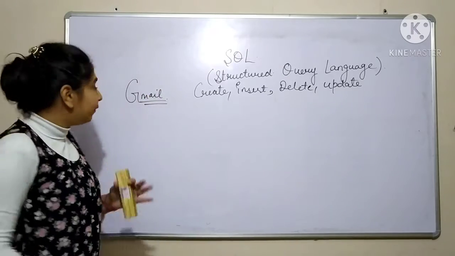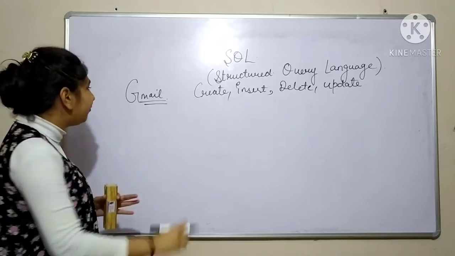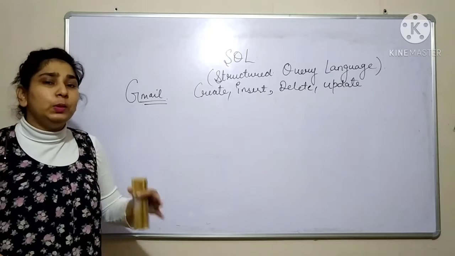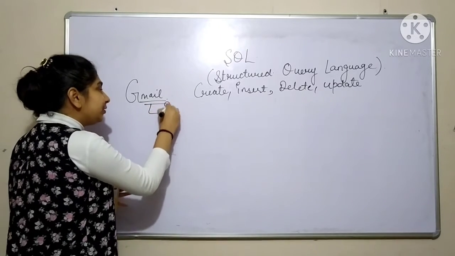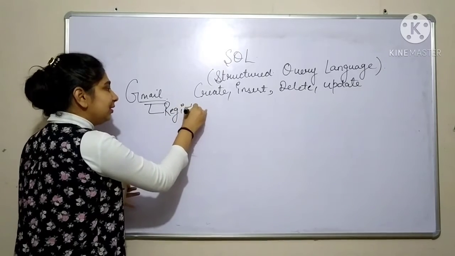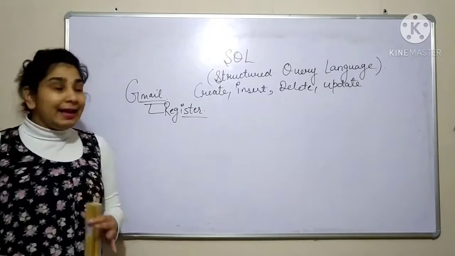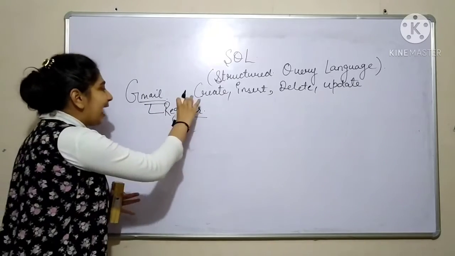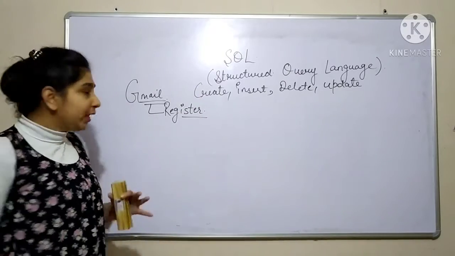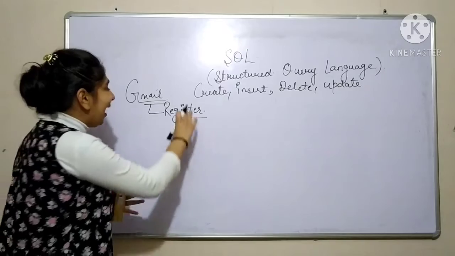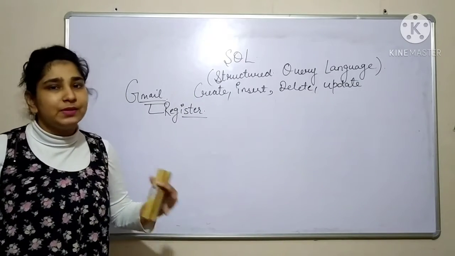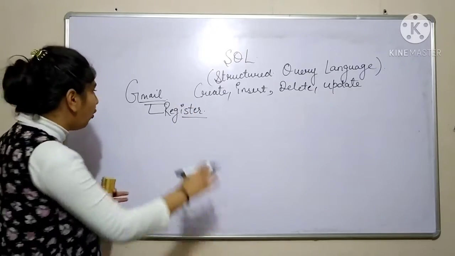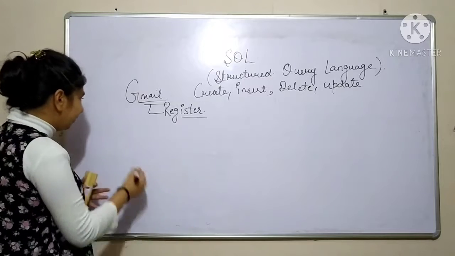When we have to make our account on Gmail, the first step we need to do is register ourselves. We are going to fill one form and register ourselves. So let's suppose the registration form of Gmail looks like this.